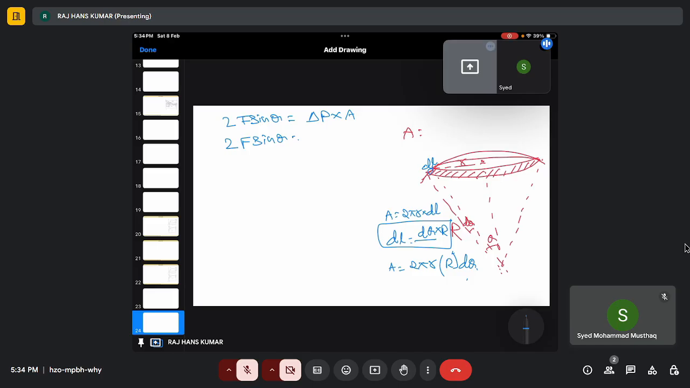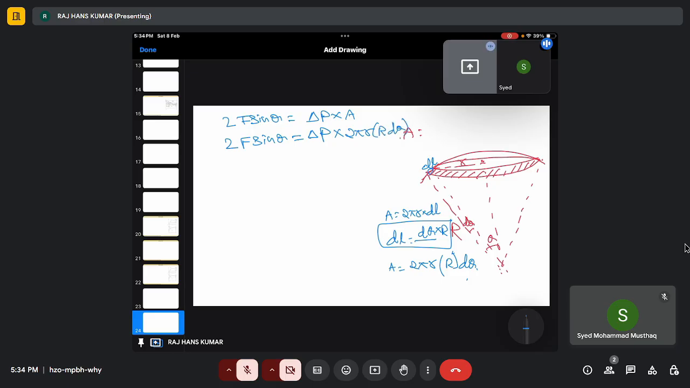equals to my delta p. That is my change in pressure, the excess pressure. Now what is my A? A is 2 pi r cross r d theta. So this is my f.